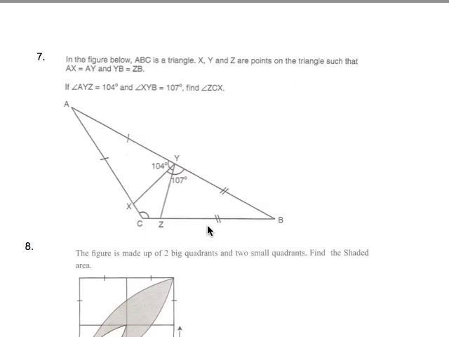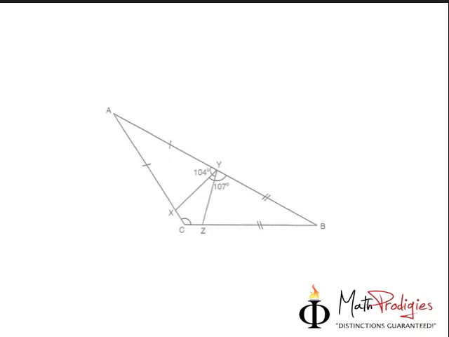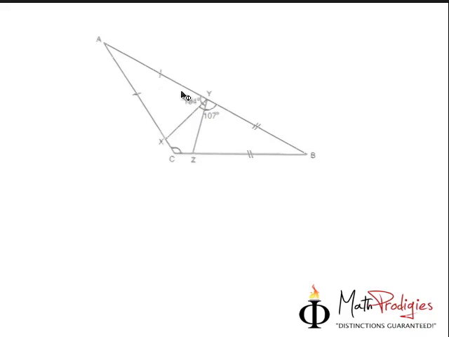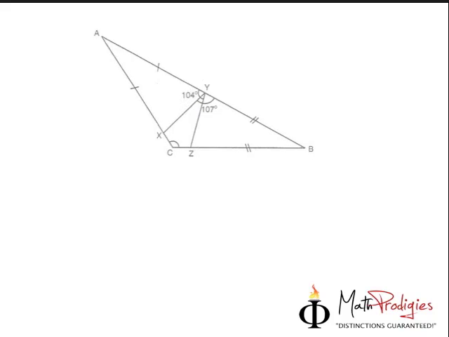So the question is, if AYZ equals 104 degrees and XYB equals 107, find ZCX, which is this part over here. So what I've done is I've taken out a picture of it over here, and voila. And here's what you need to know. Let's say if you are lost, and you're like, oh, I don't know what to do, fill in the blanks which you already know. Fill in stuff that you know.